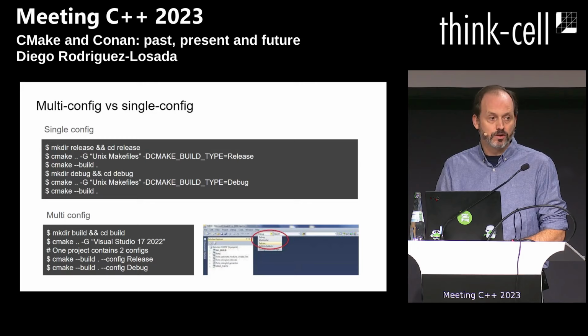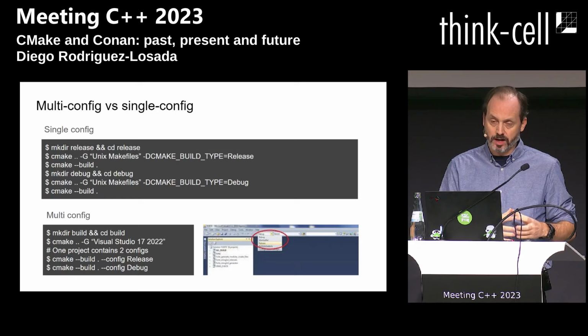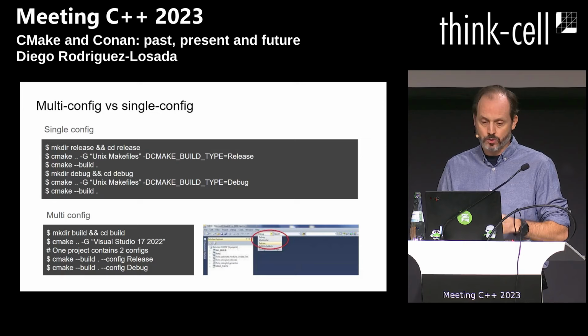The previous ones were single configuration. I don't know if you use both Windows and Linux and CMake, but the way they manage the configuration is different. If you are working with Linux and you want to have a debug and a release build, those are basically different projects. You have to do two project generations, two CMake generate steps, and then two CMake build steps in two different folders if you don't want to have them overwrite each other.